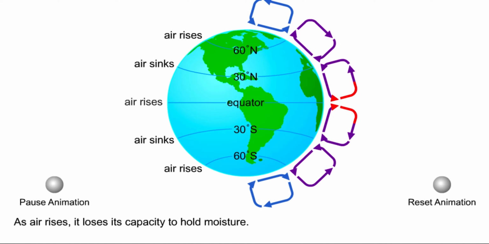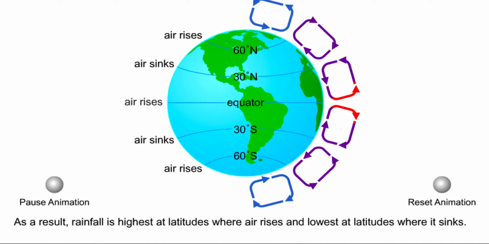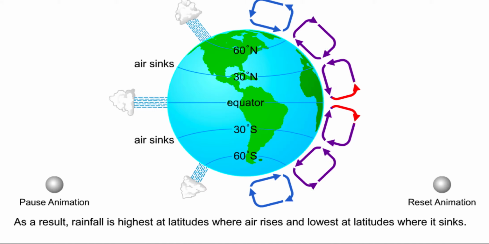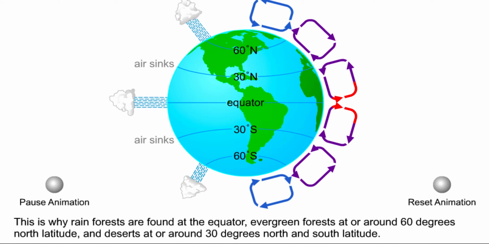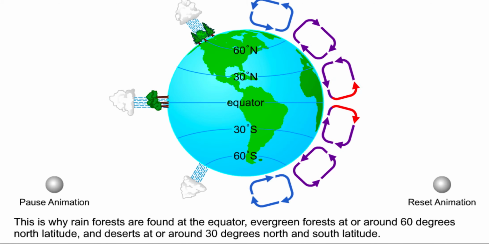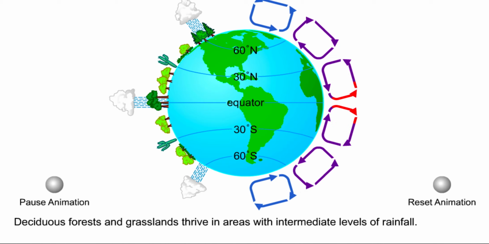As air rises, it loses its capacity to hold moisture. As a result, rainfall is highest at latitudes where air rises and lowest at latitudes where it sinks. This is why rainforests are found at the equator, evergreen forests at or around 60 degrees north latitude, and deserts at around 30 degrees north and south latitude. Deciduous forests and grasslands thrive in areas with intermediate levels of rainfall.